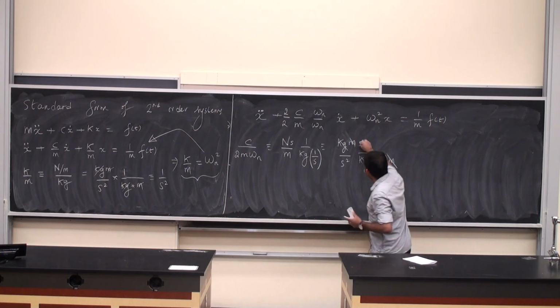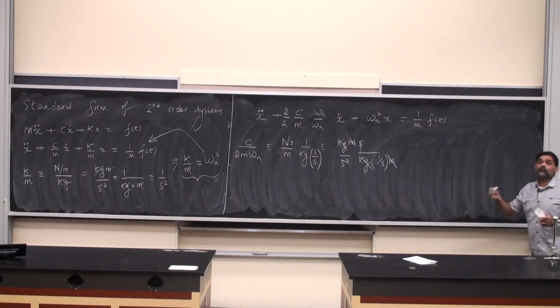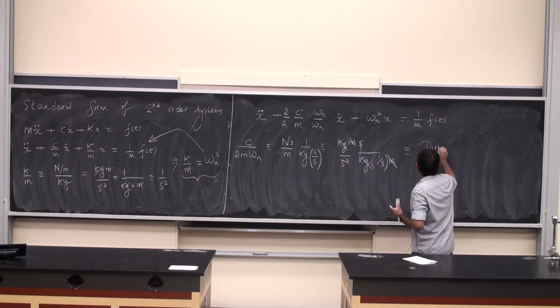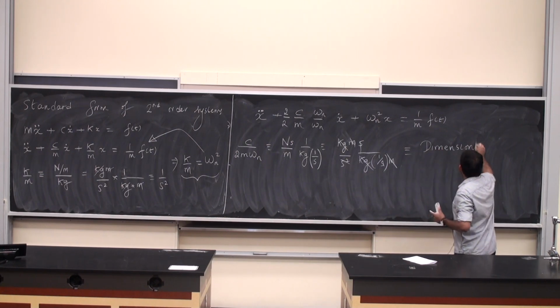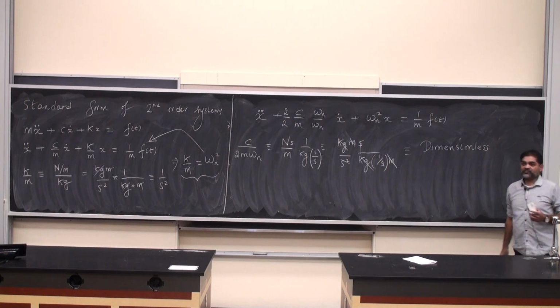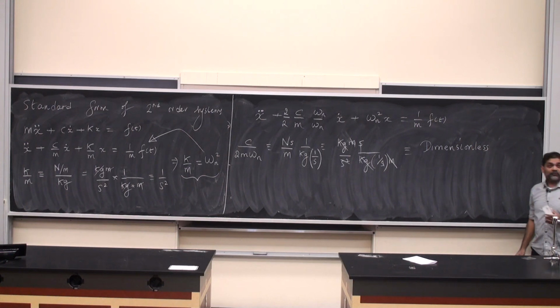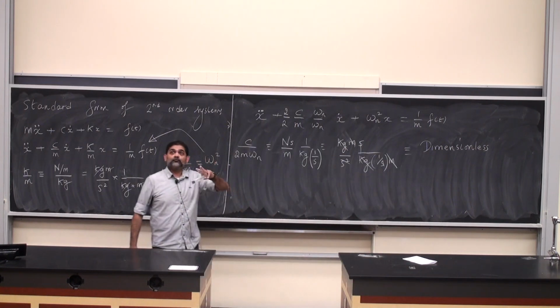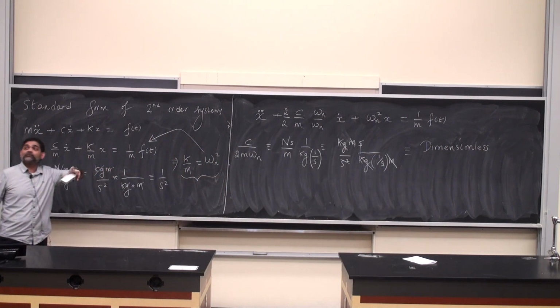This is a second square. 1 by second becomes a second, couples with the second on the top becomes a second square. So this is dimensions, which is quite nice, because now I have 2 parameters instead of 3 parameters.